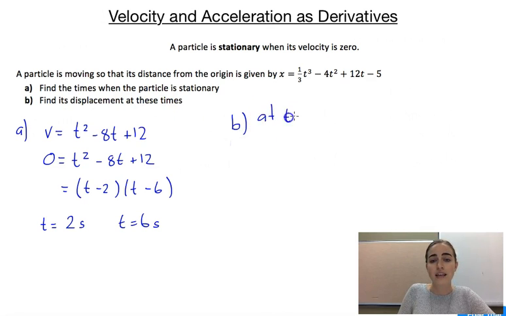Part B asks us then to find its displacement at those times. So at t equals 2 seconds, we're going to substitute t equals 2 into our original displacement equation. Substituting 2 into all of those and working through the whole thing, we would end up with 5 2/3 meters. Given that this is in meters and seconds, it doesn't actually tell us that in the question, I've just assumed that. And then we'd do the same thing at t equals 6 seconds. We'd substitute 6 into this equation up here, and we would end up with minus 5 meters.